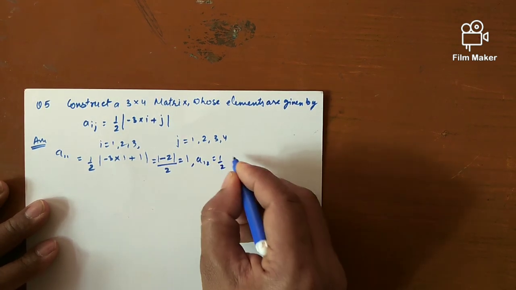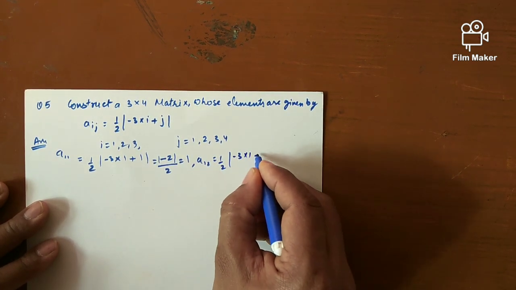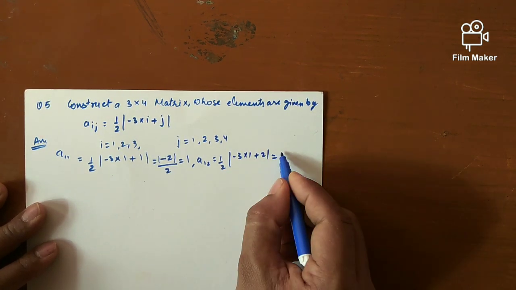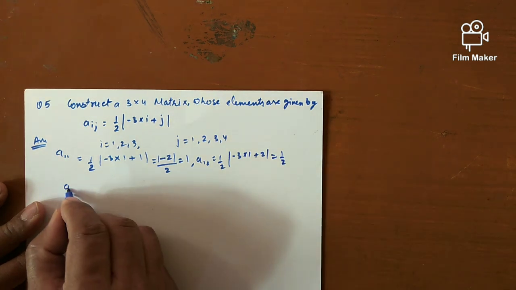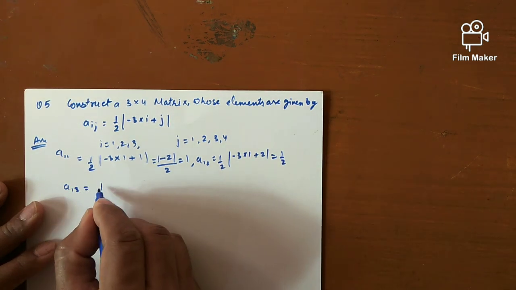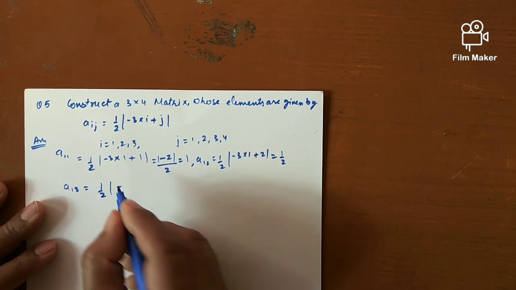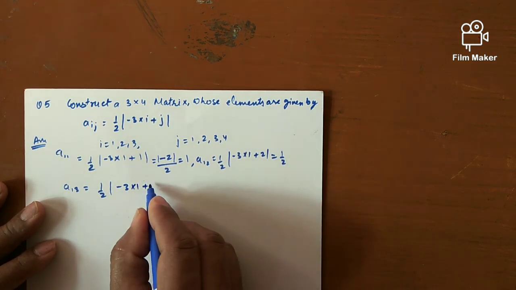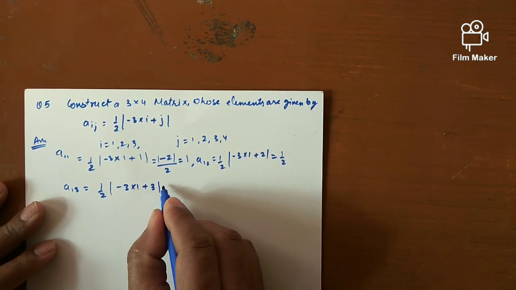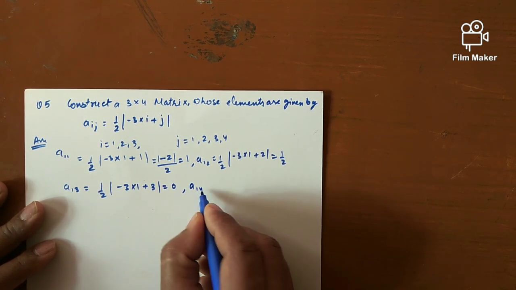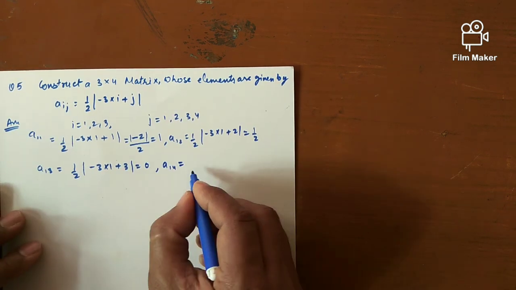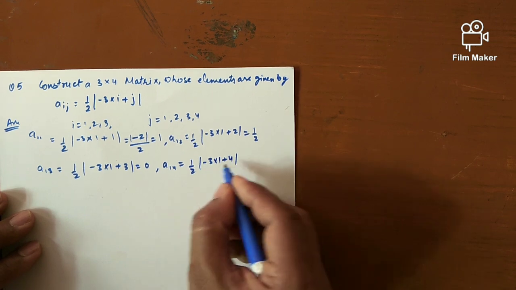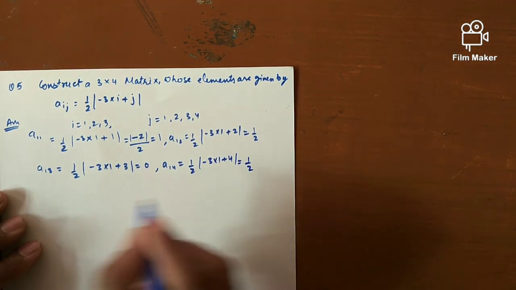a12 is 1 by 2 minus 3 into (1 plus 2). This becomes minus 3, minus 1, minus 1 by 2, so this is 1 by 2. a13 is 1 by 2 minus 3 into (1 plus 3). So this becomes 0. a14 is 1 by 2 minus 3 into (1 plus 4). So the answer is 1, and 1 by 2 is 1 by 2.